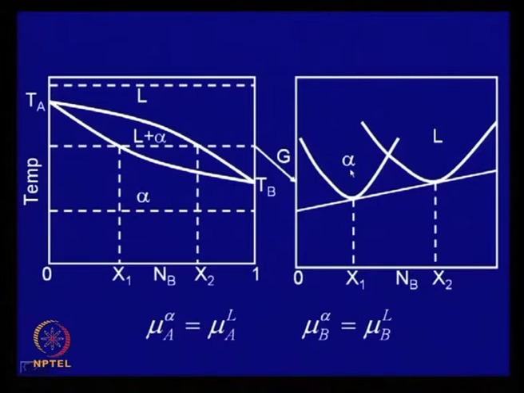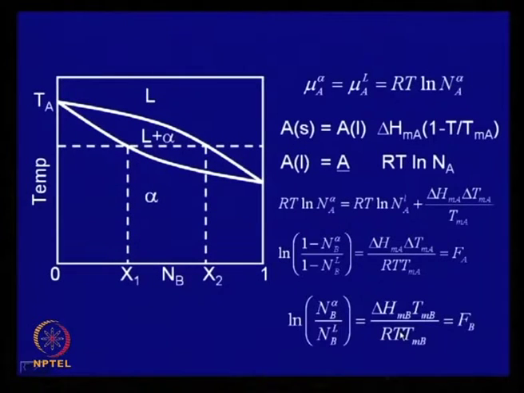And this is partial. If you draw a tangent to alpha at this point, we will say that is the chemical potential of A in alpha. Similarly, if you draw a tangent here and let it intersect this axis, you will get the chemical potential of A in liquid, and under equilibrium the potentials are equal, which is stated over here: mu A alpha equals mu A liquid. Similarly, it will be followed for B as well.